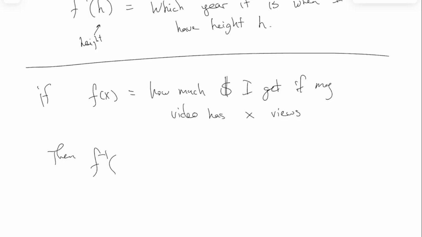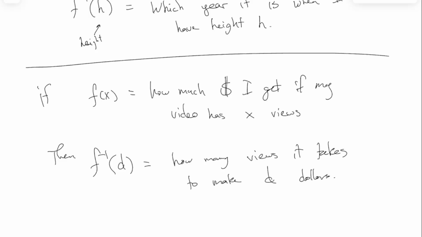So the inverse here, and I'll use a different variable, how about D for dollar, would be how many views it takes to make D dollars. All right. And both of these things are interesting in the real world. That's all I'm saying.